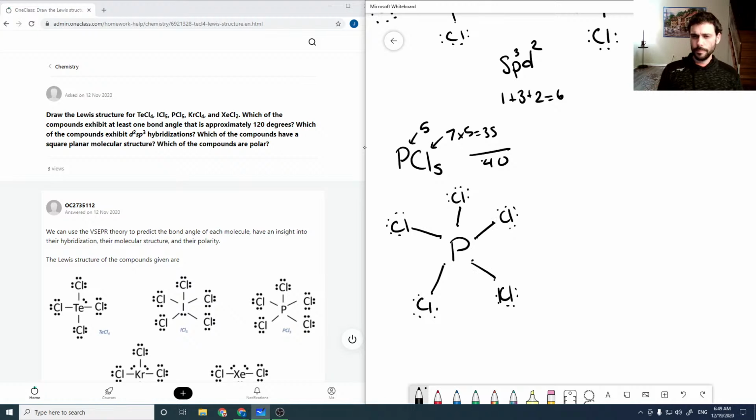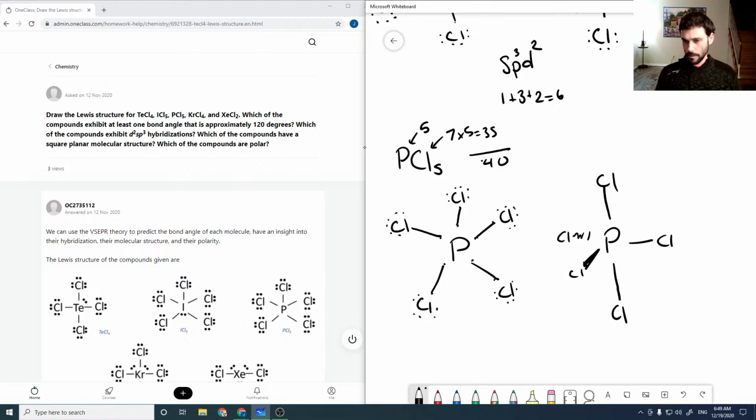Okay, I'm just going to fix this chlorine. There. Okay, and so we have our 40, 8, 16, 24, 32, 40. It's bound to 5 partners, so we're going to use our generic 5-member structure here, where these are coming out of the page, into the page, straight up. Okay. Then we can put our electrons, our lone pairs on here.